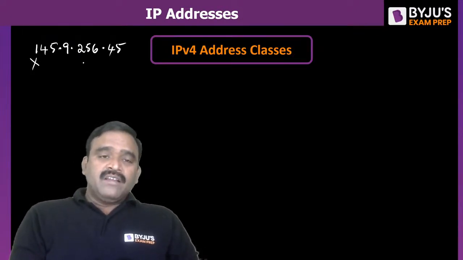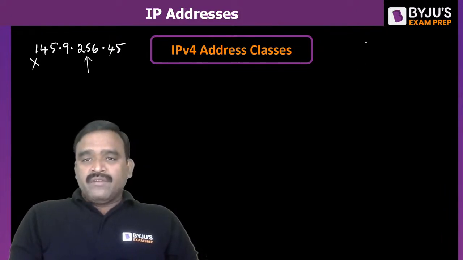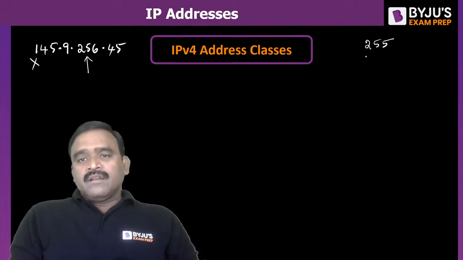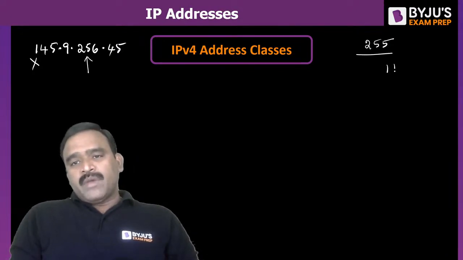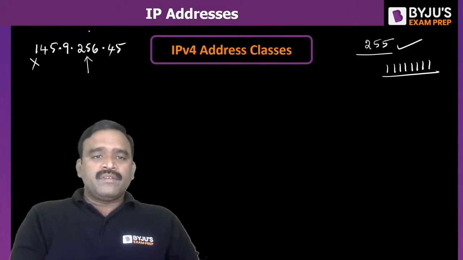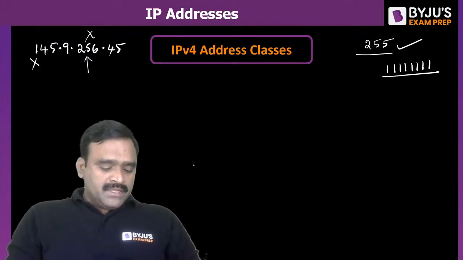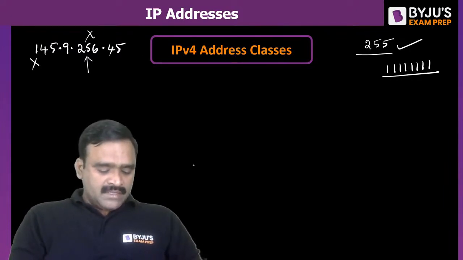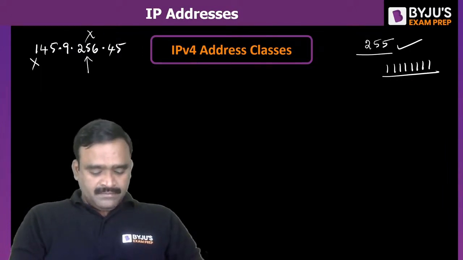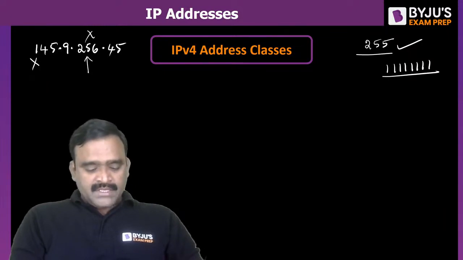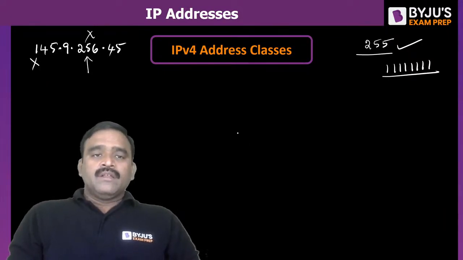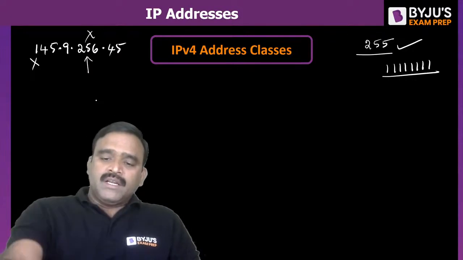Why is it invalid? In an octet, we can't have the number 256. What is the maximum value? 255, because every octet is 8 bits. So using 8 bits, the maximum value is 8 ones, whose decimal value is 255. So 256 is invalid. That's why this question is specifically asked. 256 is not possible. So if you have 255 and other values, it is okay.